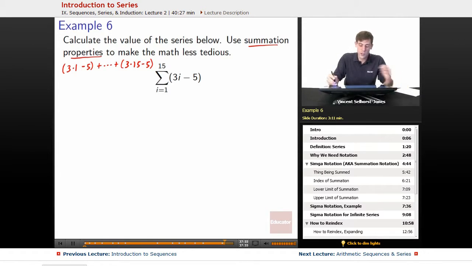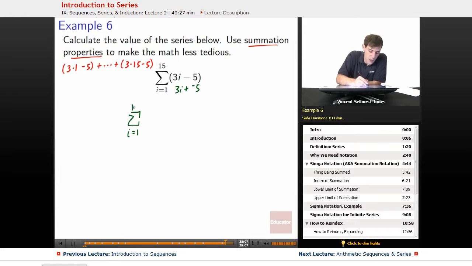So how can we do this? Well, first off, remember, we can split based on addition. So we can see this as 3i plus negative 5, and we can split this into i equals 1. The limits to our summation will never change, but we can split this into a sum of 3i plus the same sum over here, i equals 1 to 15 of negative 5.